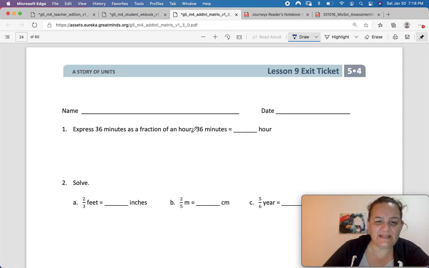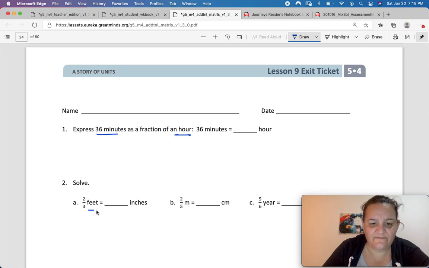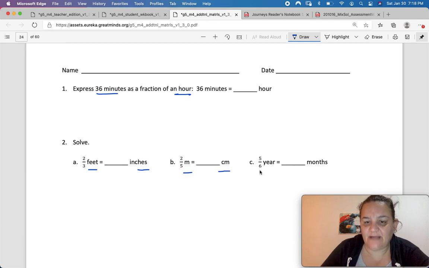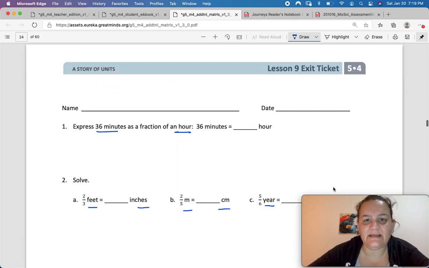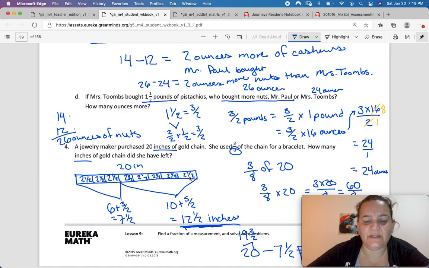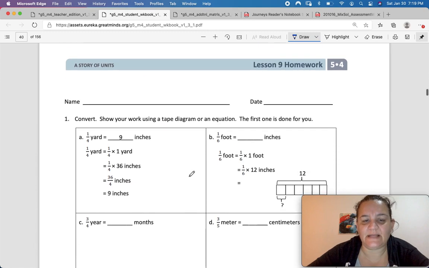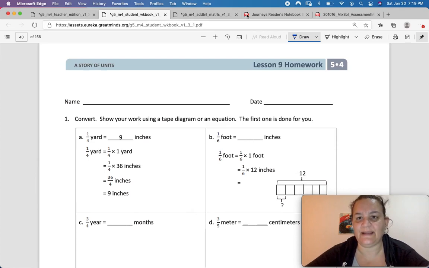Minutes and hours. That's that one. Feet and inches, meters and centimeters, years and months. So I hope you know how to convert all of those things. And then submit that, then go back and finish your Lesson 9 homework. If you have any questions on the Lesson 9 homework, we will do it in class. Good job. Have a great day.